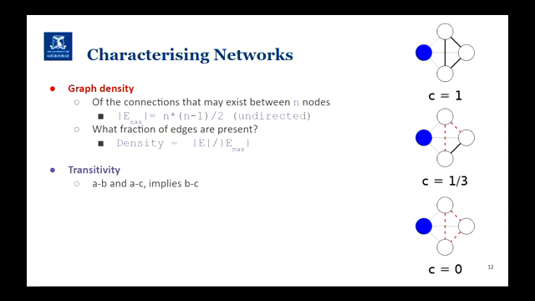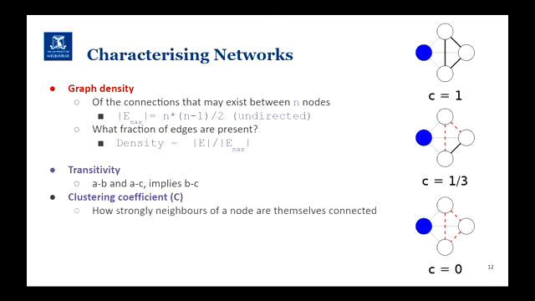So transitivity tells us that if an object A is related to B and an object A is related to C, that implies that B is also related to C. This is the general statement for transitivity. How we measure transitivity in a graph is basically using a metric called clustering coefficient. The idea of clustering coefficient is measuring how strongly neighbors of a node are themselves connected. So looking at my neighborhood, how connected they are.